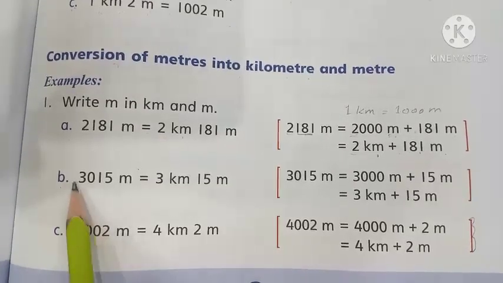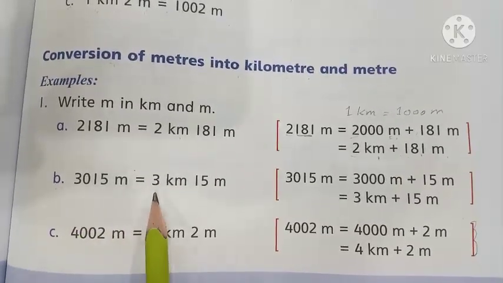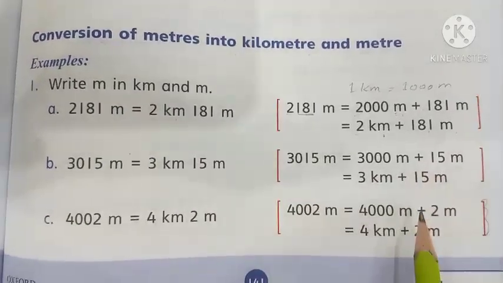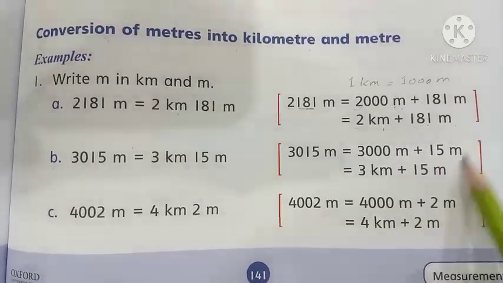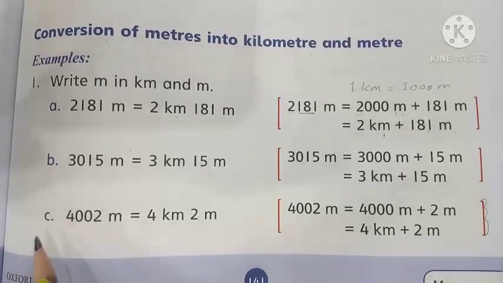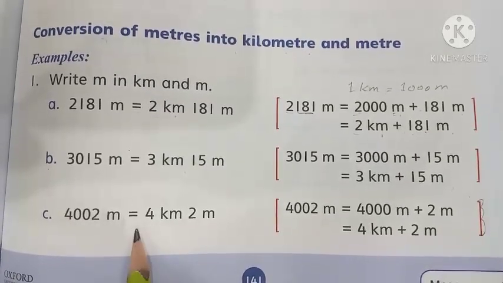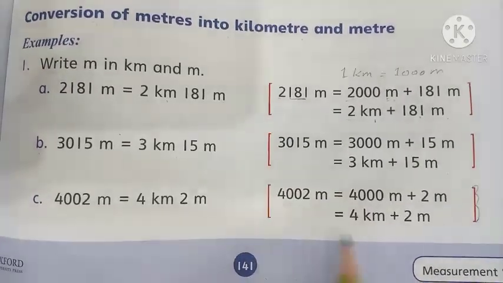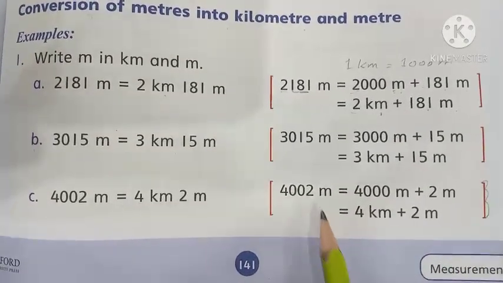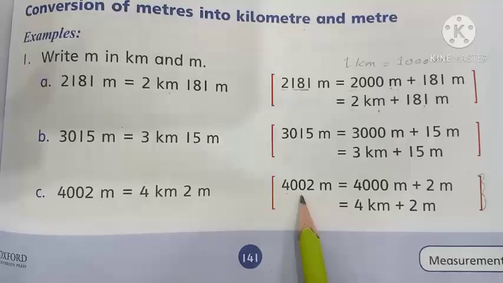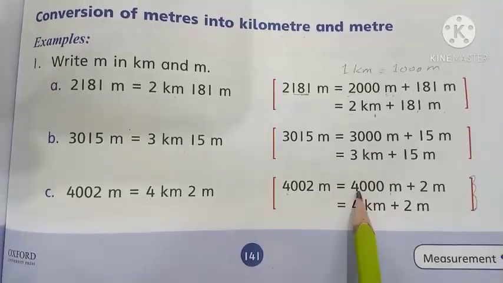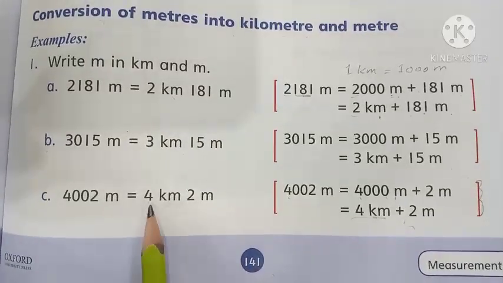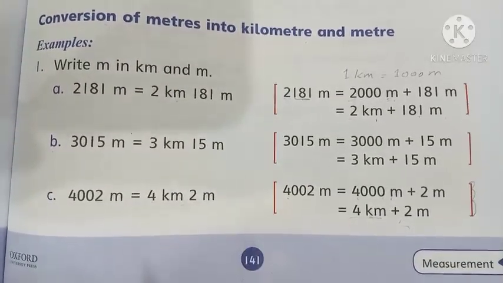The part B, 3015 meter will be equal to 3 kilometer and 15 meter. We will repeat the same method. The part C, 4002 meters is equal to 4 kilometer and 2 meters. By the same methods, as we have here 4000 meters will be equal to 4 kilometer plus 2 meter. It will be equal to 4 kilometer and 2 meter.